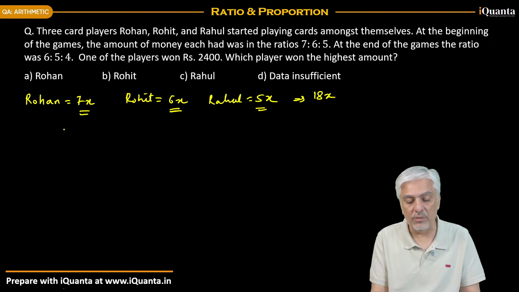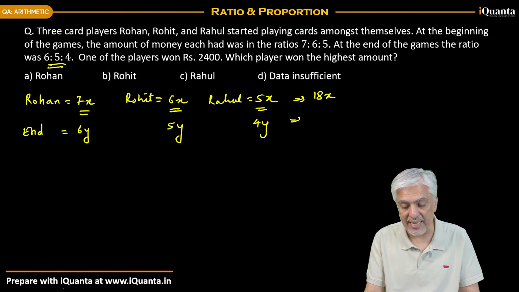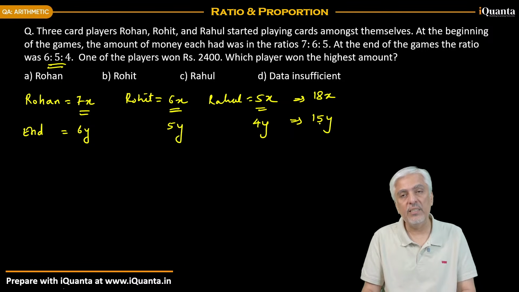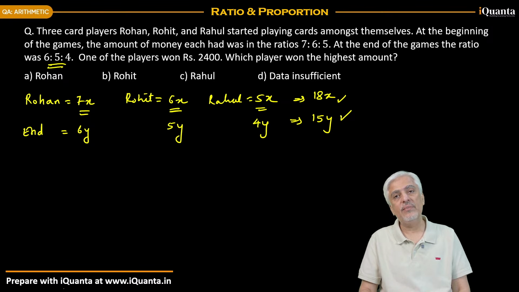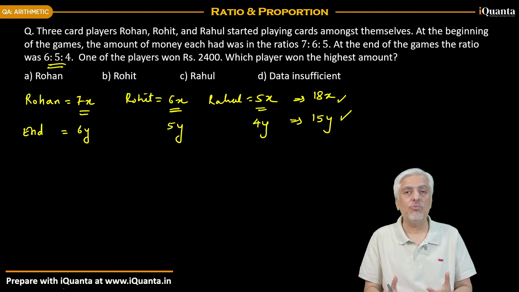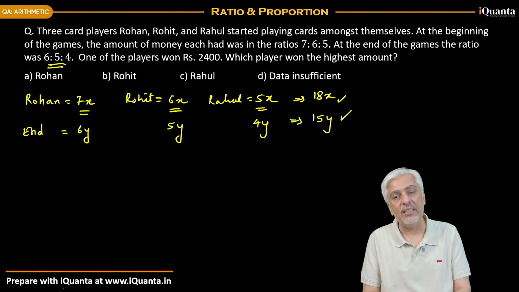At the end, what does Rohan have? You can't take the same variable. You have to use another variable. So 6y, 5y and 4y. That means they have total 15y. Now remember, these two numbers have to be same. Because if you start with whatever money, at the end also total money will remain same. Whoever loses or wins, the total will remain same, right?